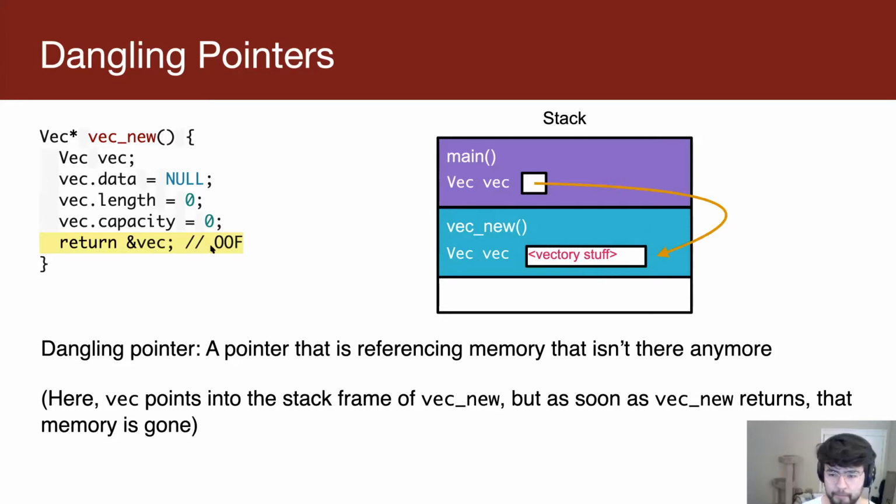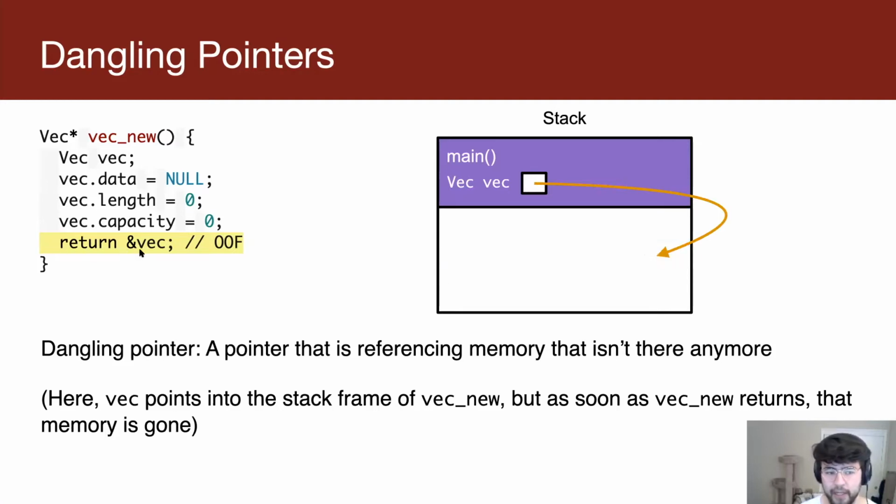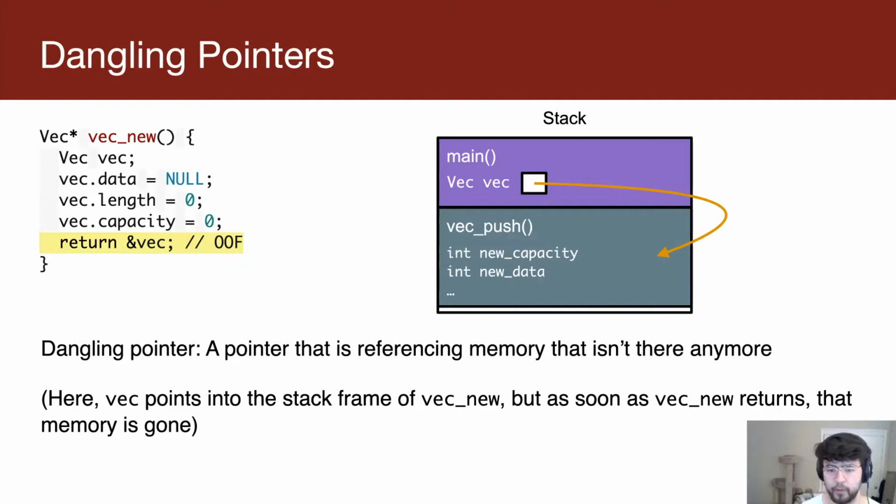here to main. So everything in this picture looks fine so far, except as soon as you return, that stack frame goes away. And then if you look at the code, the next thing that main does is it calls vec push. So it creates a new stack frame with vec push. Vec push has some local variables, so there's some space that's allocated there for the local variables. Except now, if you try to use this vec pointer, it's pointing not to a vector, it's pointing to, I don't even really know what.